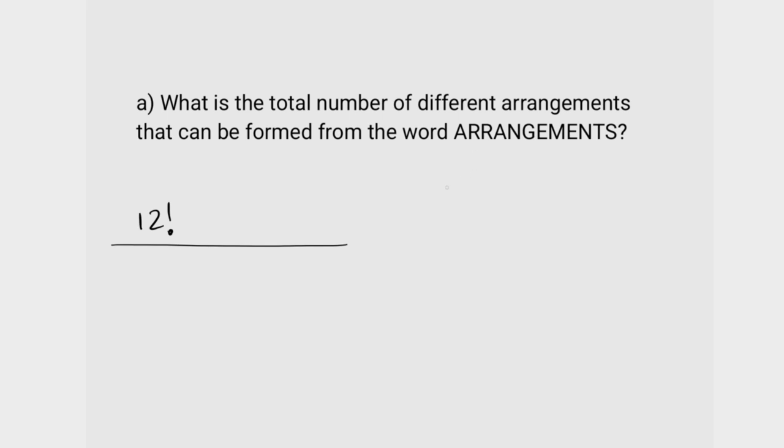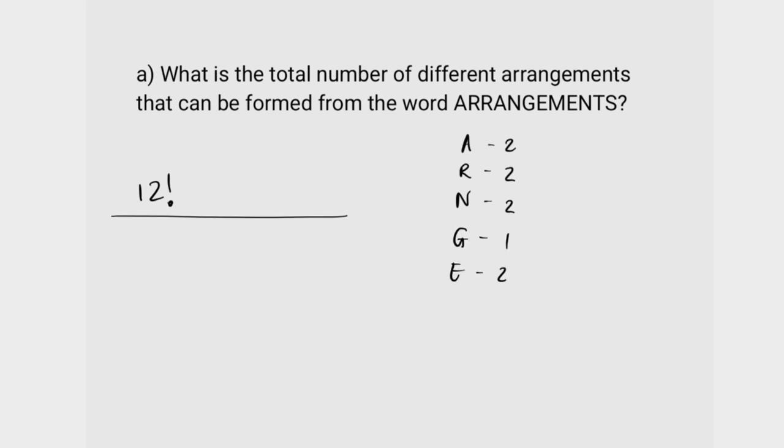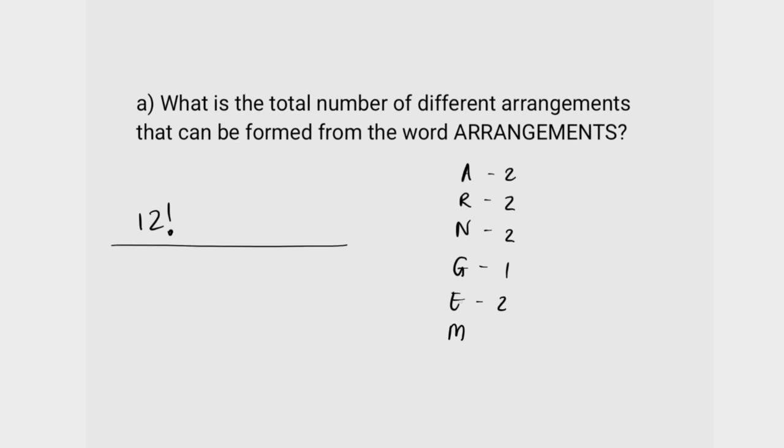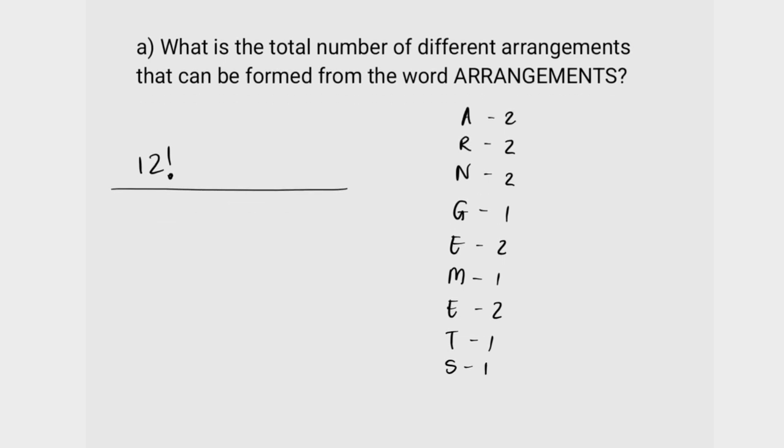An easy way to do this is, first you write down each letter and how many times it occurs in the word. So A occurs twice, R occurs twice, N occurs twice as well, G occurs once, E occurs twice, M occurs once, T occurs once, and S occurs once as well. Sorry, I noticed that I put E twice, so I just got rid of that quickly.